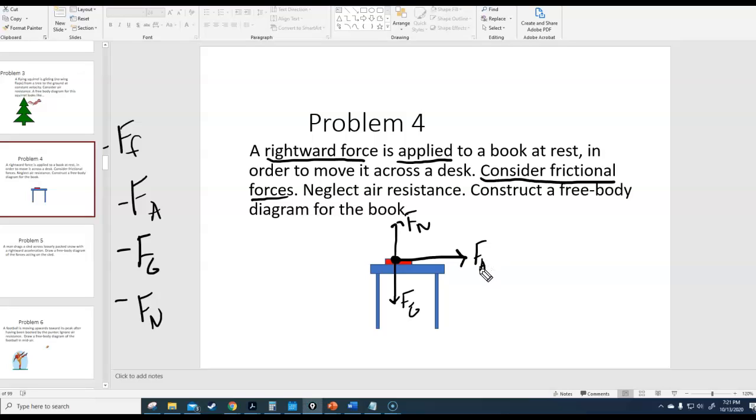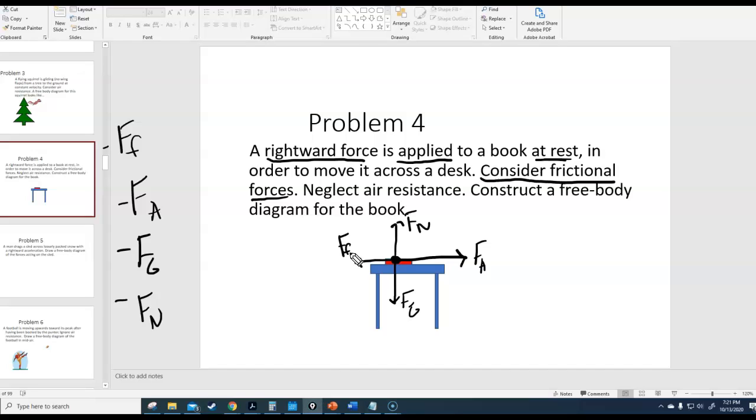Now, is the book accelerating? Well, to be honest, this is kind of an ambiguous question because it doesn't say if it's speeding up or not. I'm going to infer from context it probably is accelerating because the book was at rest, and if it's being pushed, it's probably going to speed up. That tells me that the applied force has to be drawn longer than the force of friction. Now, why is that?